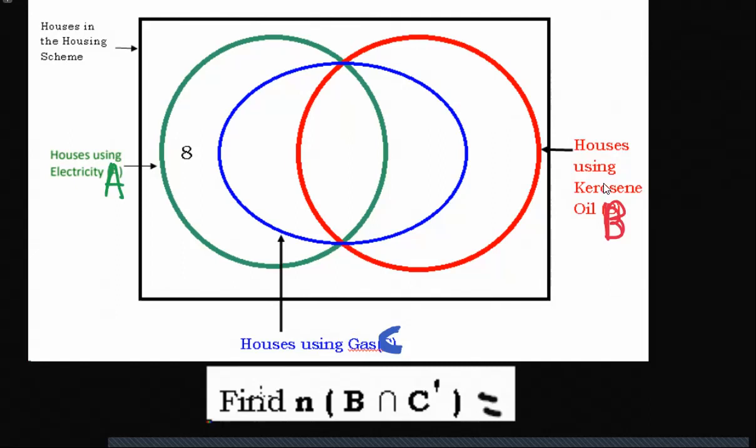All right, so now let's see how to identify the region of B intersection C complement. So what do you do? What do we do first? Look, what's the first letter? It's B. So now take your pencil and shade B using maybe vertical lines. Color the entire B.